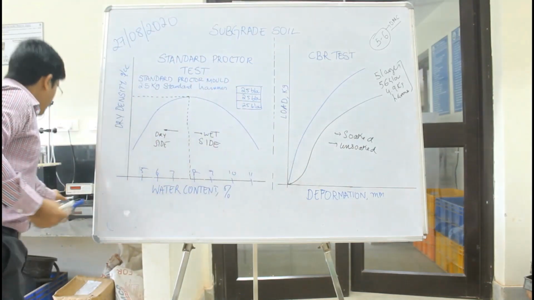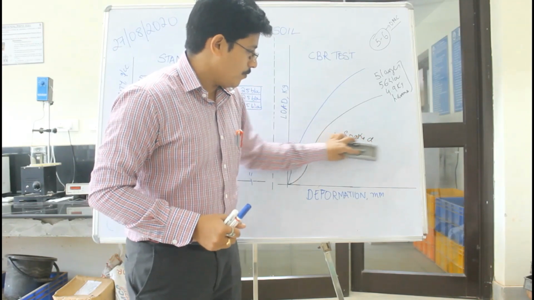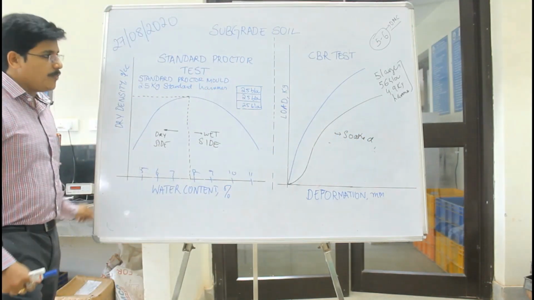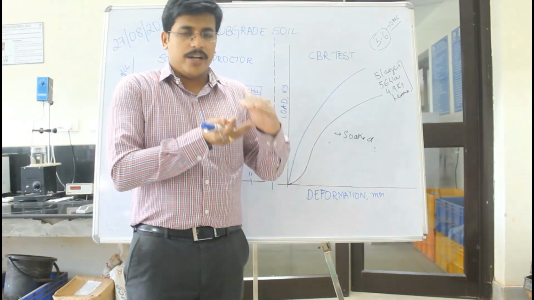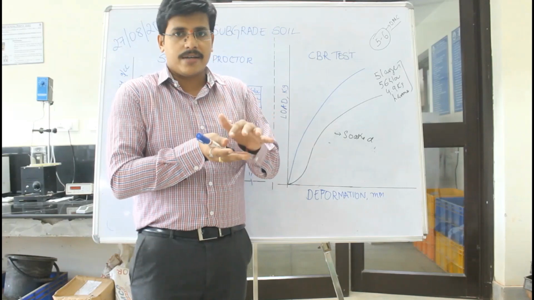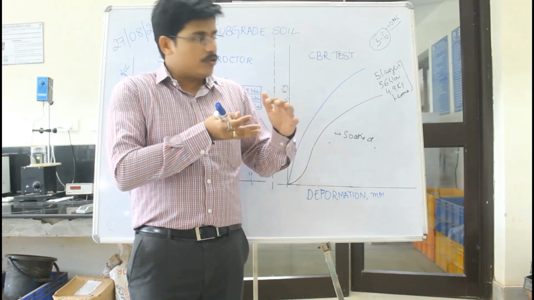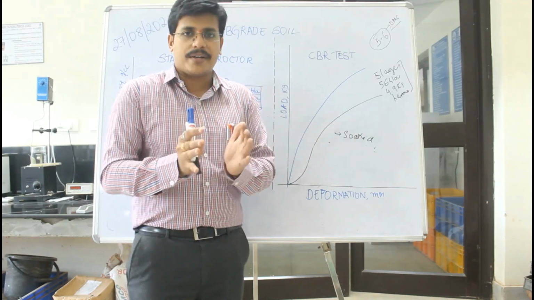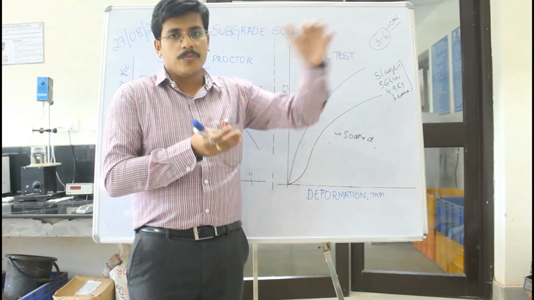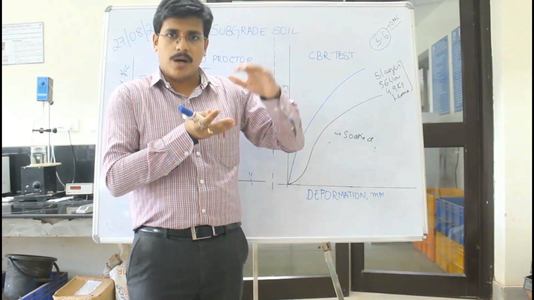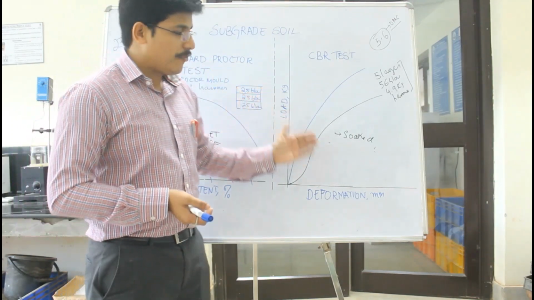Now, once you keep the soil for soaking in a bucket of water, we also keep a surcharge weight. The surcharge weight is kept to simulate the weight of upper layers. The subgrade has a granular base and bituminous layers or a concrete pavement. To simulate this weight, on the compacted soil we keep a surcharge weight of around 5 kg. After 4 days, we do a simple load deformation test.